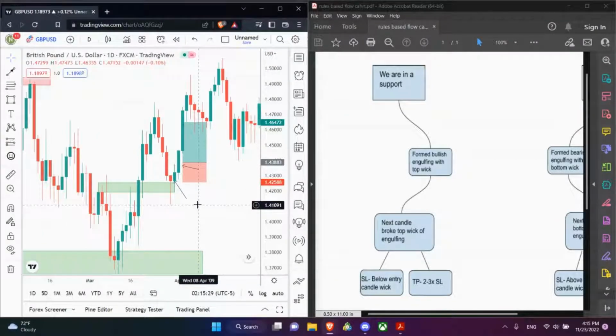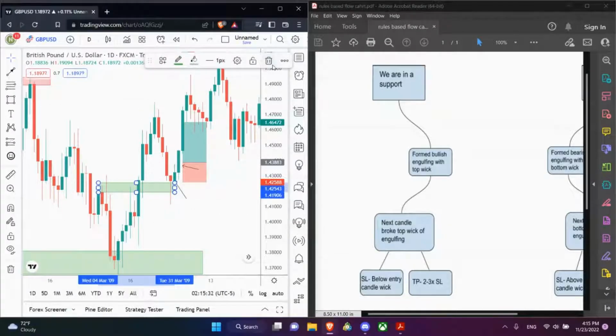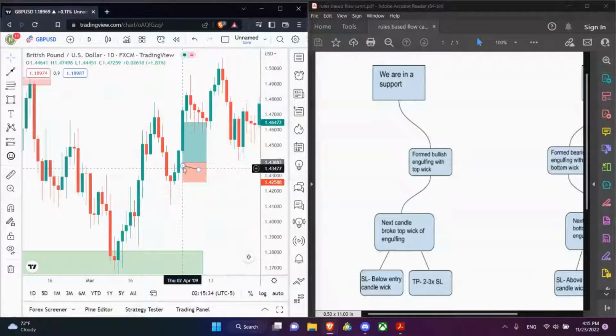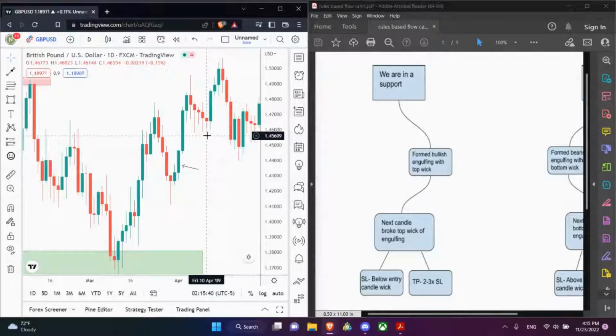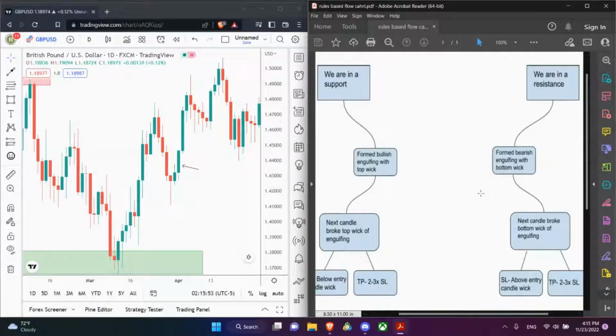So as you guys can see here, following a rules-based strategy system makes things really easy. It takes the guessing out of it. It tells you exactly when to enter, what to look for, when to exit, and it's an if-then rule set. So if this happens, then you'll do this. If this doesn't happen, then you don't do that, right? This is a really basic example of a flow chart and a rules-based system. Like I said, you could add yeses and nos underneath these. If we're in a support, yes, move to the next box. If no, then you just don't trade, right?